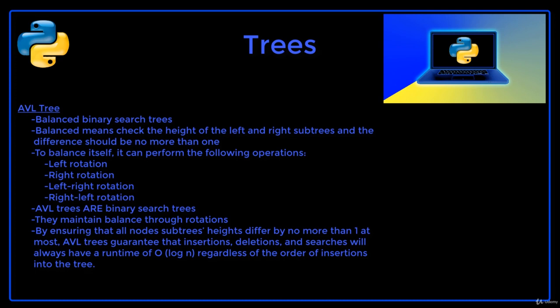An AVL tree is a balanced binary search tree. Balanced means to check the height of the left and right subtrees, and the difference should be no more than 1. To balance itself, it can perform the following operations: left rotation, right rotation, left-right rotation, and right-left rotation. AVL trees are binary search trees. They maintain balance through rotations. By ensuring that all node subtrees' heights differ by no more than 1 at most, AVL trees guarantee that insertions, deletions, and searches will always have a runtime of O(log n), regardless of the order of insertions into the tree.